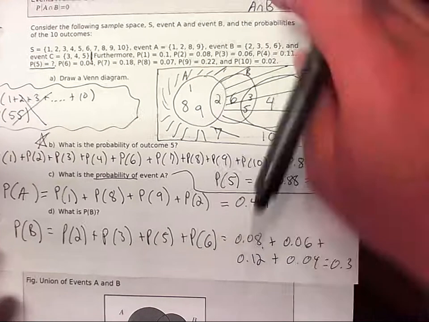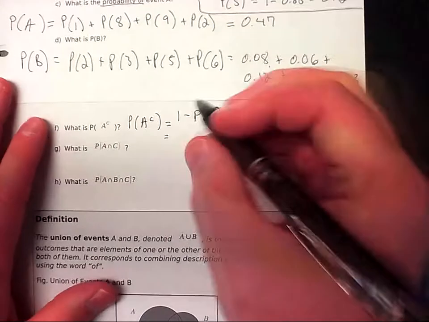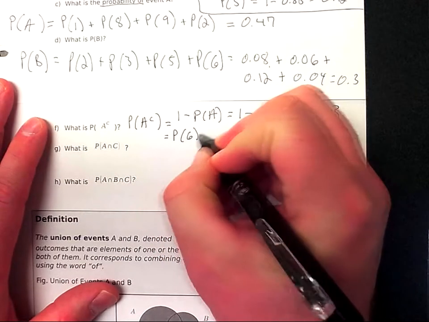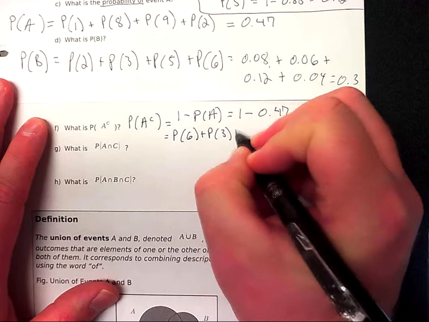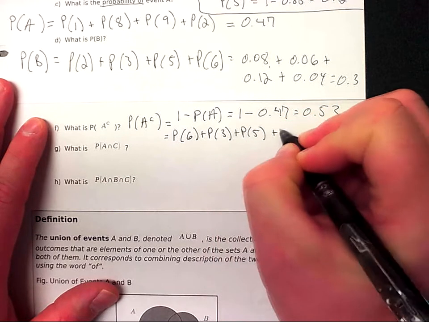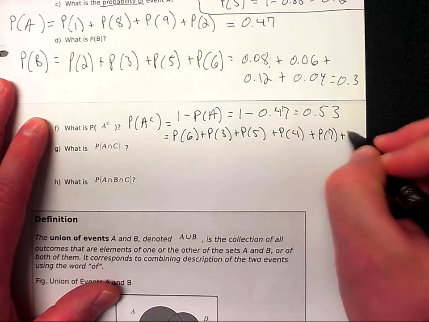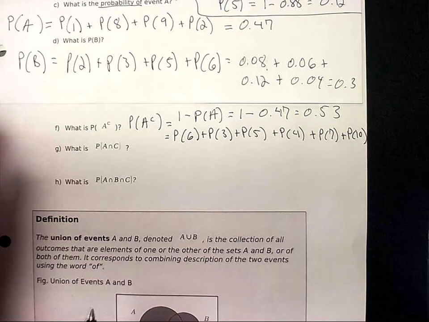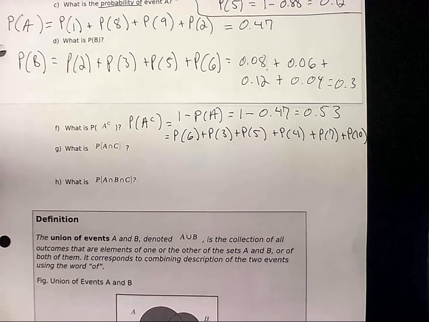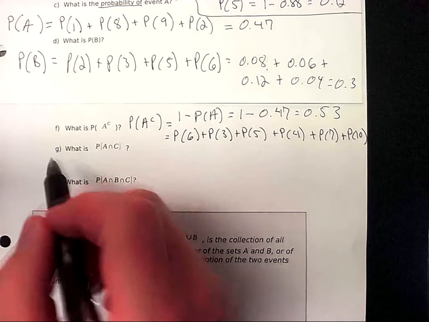So I could take the probability of 6 plus the probability of 3 plus the probability of 5 plus the probability of 4 plus the probability of 7 plus the probability of 10, which is just everything that's not in A, all outcomes that are not in A. If I add up all those probabilities, I should again end up with 0.53. Everybody good with both those methods for finding the probability of A complement? All right. Then let's go on to G.